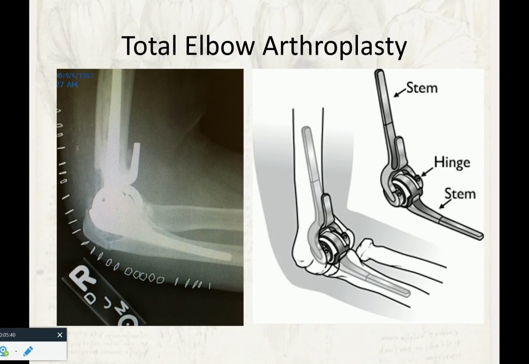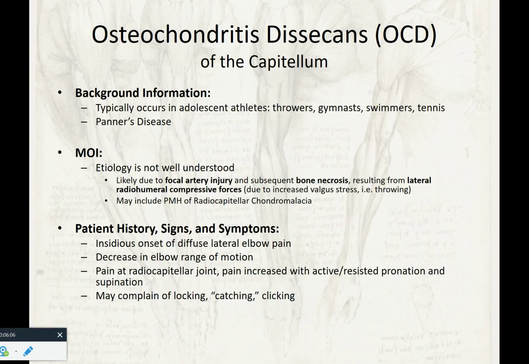What you'll notice in this elbow replacement is there's two stems associated with it. One stem goes up the shaft of the humerus and the other down the shaft of the ulna. They try to salvage as much of the capitulum and the radial head as they can. They can also perform a radial head arthroplasty, and that's maybe for a different time. We'll discuss that, but essentially they're just trying to reestablish the hinge joint in this patient.